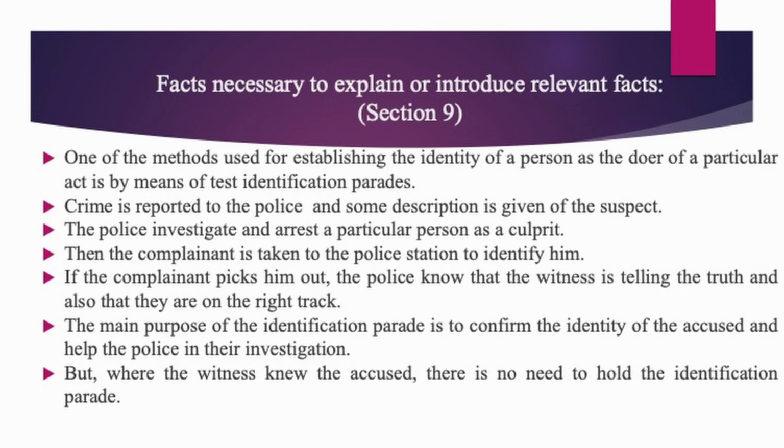Now, one of the methods used for establishing the identity of a person as the person who committed a particular act is by means of test identification parades. When the crime is reported to the police and some description of the suspect is given, the police investigates and arrests a particular person as a culprit. The complainant is then taken to the police station to identify him. If the complainant picks him out, the police know that the witness is telling the truth and also that they are on the right track.